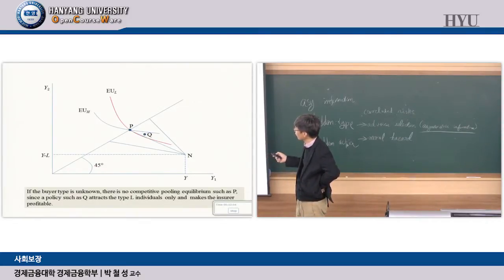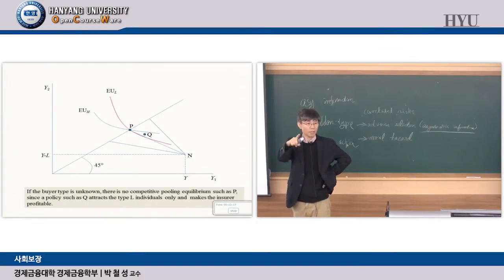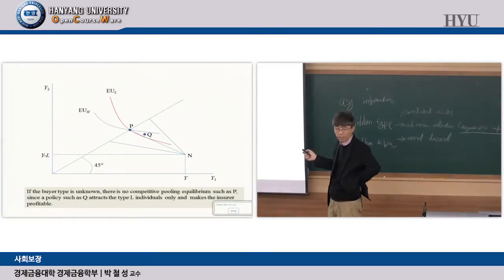So you offer a policy this, and then it's possible that the low risk type chooses point P, and also the high risk type chooses point P. So if that happens, then the two types are pooled into one policy. So it could be a situation P.